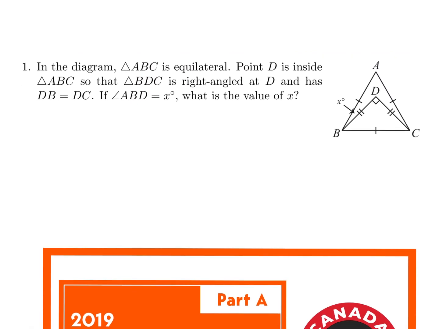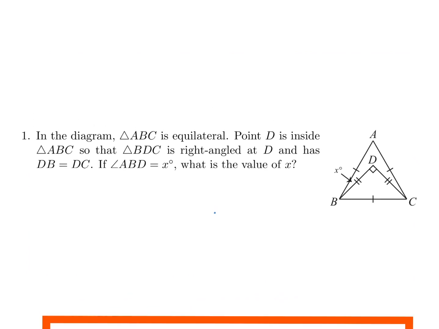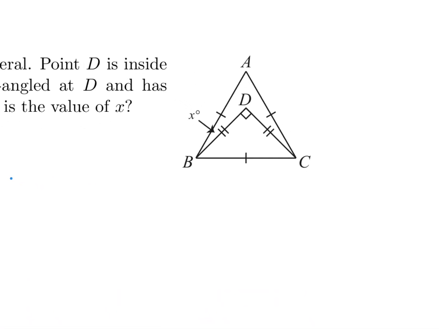In the diagram, triangle ABC is equilateral and point D is inside triangle ABC, so that triangle BDC is right angled at D and has DB equal to DC. If angle ABD is X, what is the value of X? Let's blow this diagram up since it's at the heart of our diagram.